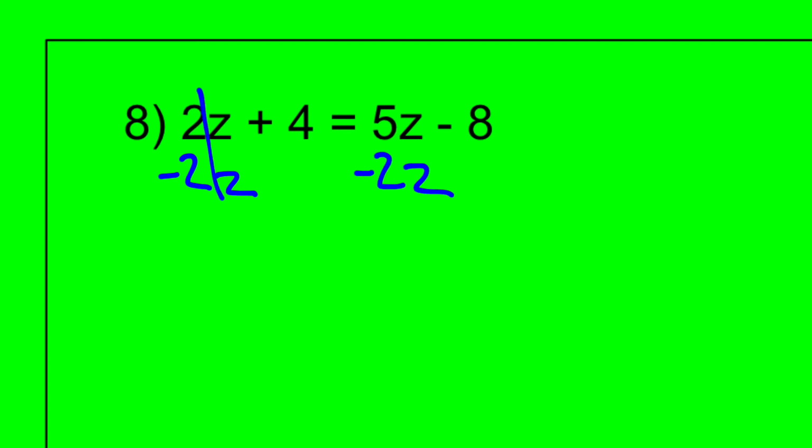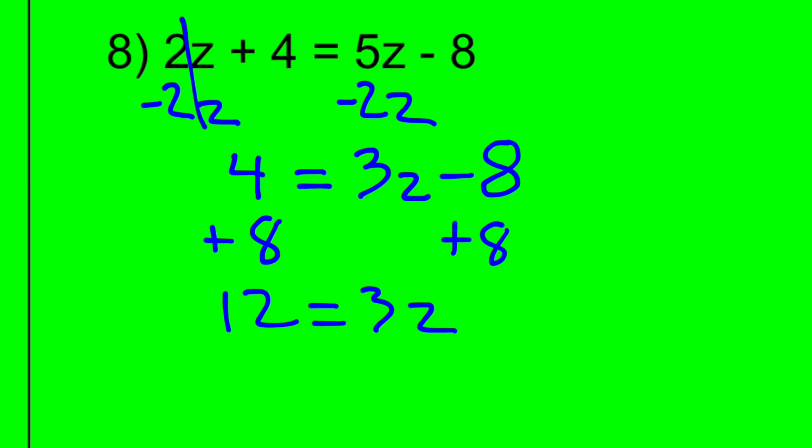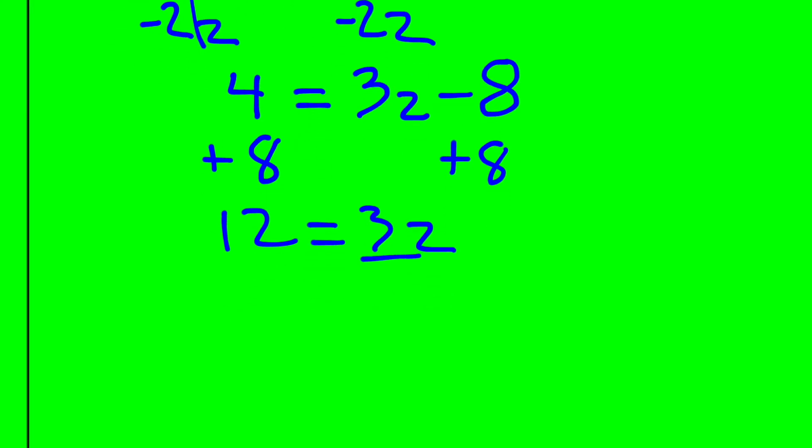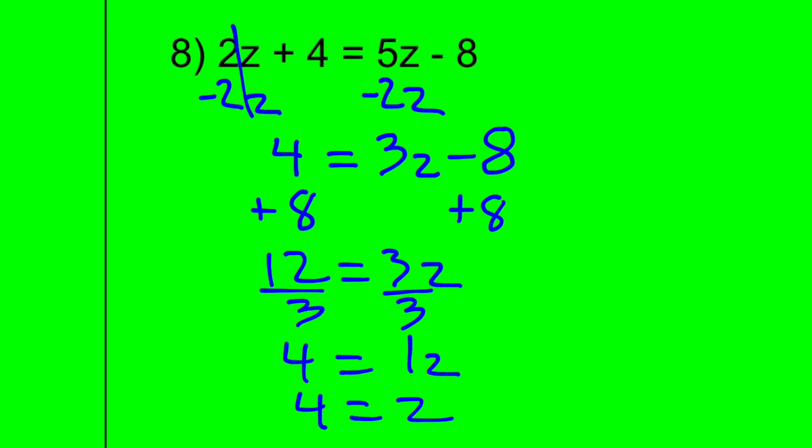This goes away, and I'm left with 4, positive 4, equals 5z minus 2z is 3z, minus 8. And now I have a 2-step equation. The variable's on this side. I add 8 to both sides, and I get 12 equals 3z. And then it's multiply by 3, so I divide both sides by 3, and I get 4 equals 1z, or 4 equals z. That idea of equality is so powerful.